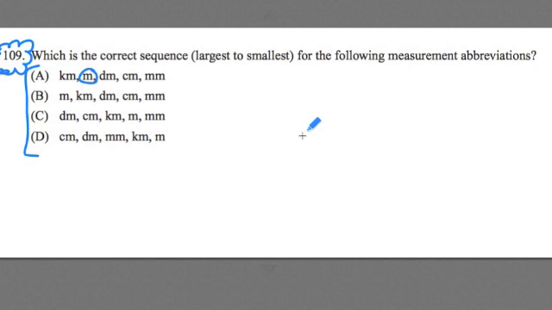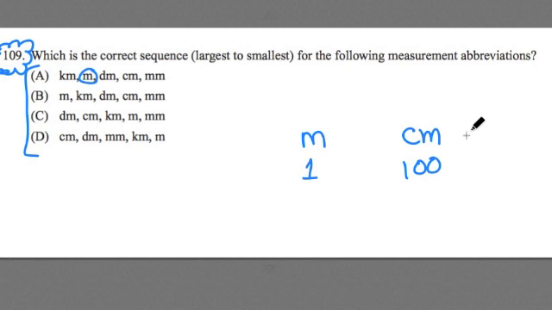Let's just start with meters here. And let's just review if I had 1 meter here. 1 meter is made up of how many centimeters? Well, it takes actually 100 centimeters to equal 1 meter. So 1 meter is equal to 100 centimeters. Really important that you know that.